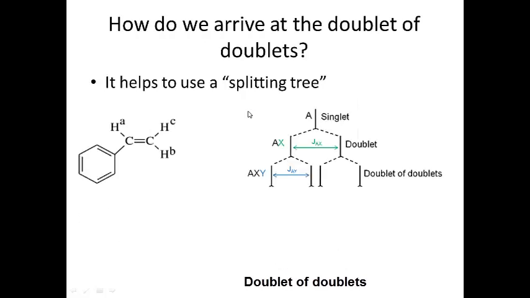So how do we arrive at this? It helps to use what we call a splitting tree. This is a generic example, where A is whatever my proton signal is, and then whatever that signal is split into is shown here. If A is split into a doublet, then that's these two lines. And if that doublet is split again into another doublet, then we have four lines. Each one of the lines in the doublet is also split into a doublet. That's how we arrive at the doublet of doublets.